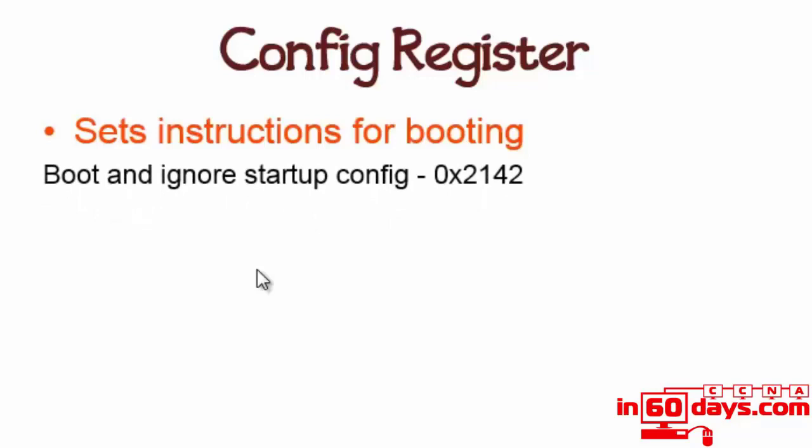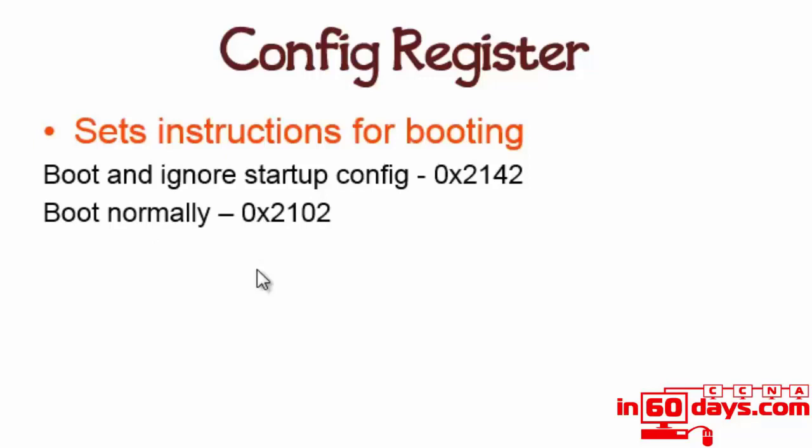The setting, and it's a hexadecimal number that's stored on the register, is 0x2142, which tells the router to boot and ignore the startup configuration. So you do that, for example, if you had forgotten the password. If you want it to boot normally, the setting is 0x2102.